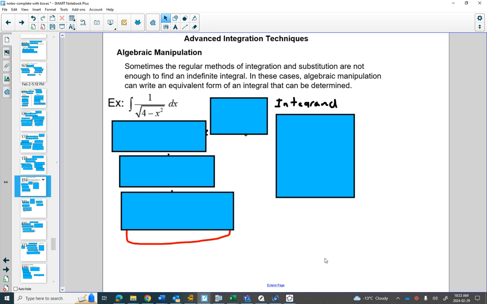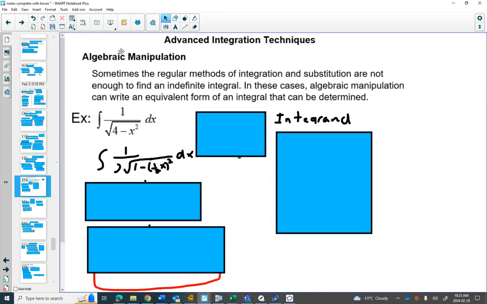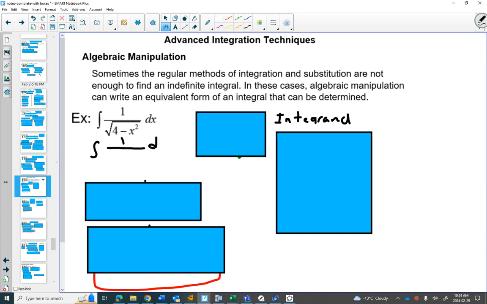But it seems very close. So how could we manipulate this to get a 1 minus instead of a 4 minus? We could factor out a 4. So here's our idea. We start by factoring out the square root of 4. That's really tiny. I'm going to make it a little bit bigger, and then I'm going to erase it and show the work a little bit slower.